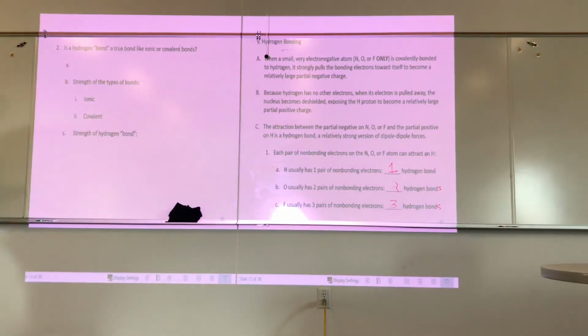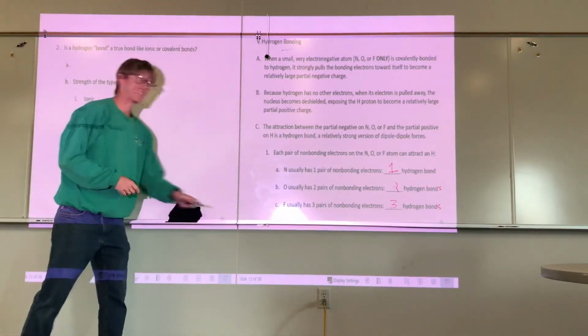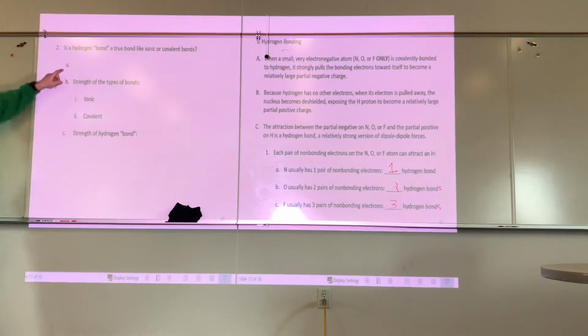Is a hydrogen bond a true bond like ionic or covalent bonding? A. No.